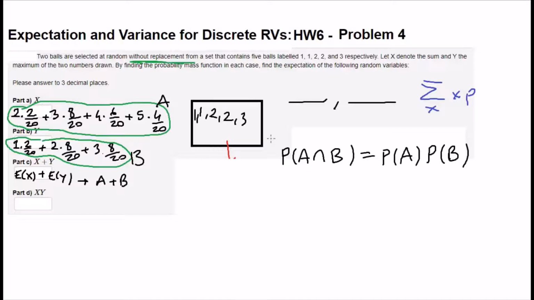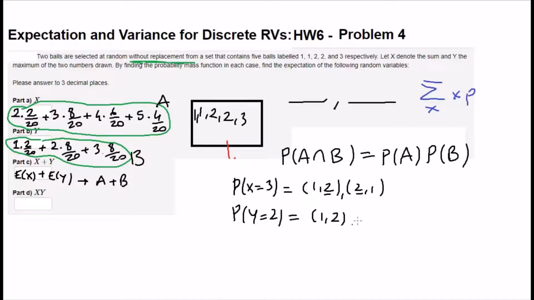So let's test out one of them. Let's, for example, pick up the probability that x is equal to 3. Probability that x is equal to 3 is (1,2) and (2,1) coordinates. And if x is equal to 2, then y has to be 2, because the greater value is denoted by y. And probability that y is equal to 2 is (1,2), (2,1), and (2,2).